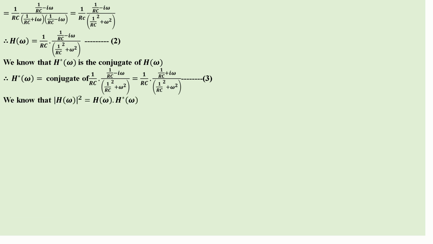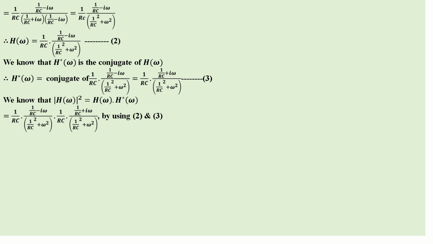Now the modulus of H(ω) squared is equal to H times H star. Multiplying equations 2 and 3, in the denominator you get (1/RC)² plus ω², squared. In the numerator, (1/RC − iω) into (1/RC + iω) is a minus b into a plus b, so you get again (1/RC)² plus ω².